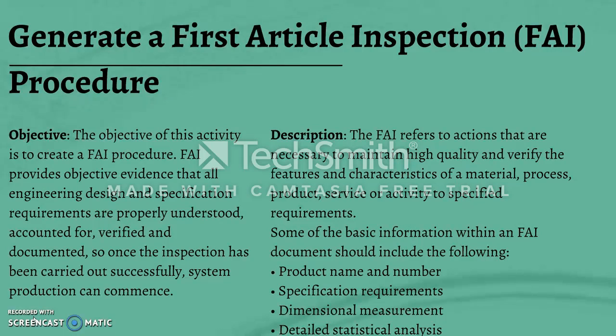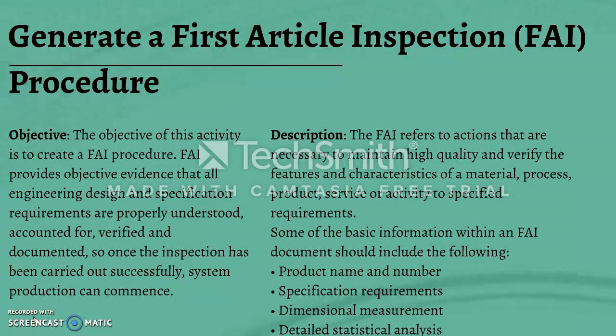Generate a first article inspection procedure. The objective of this activity is to create an FAI procedure. First article inspection provides objective evidence that all engineering designs and specification requirements are properly understood, accounted for, verified, and documented. So once the inspection has been carried out successfully, system production can commence.